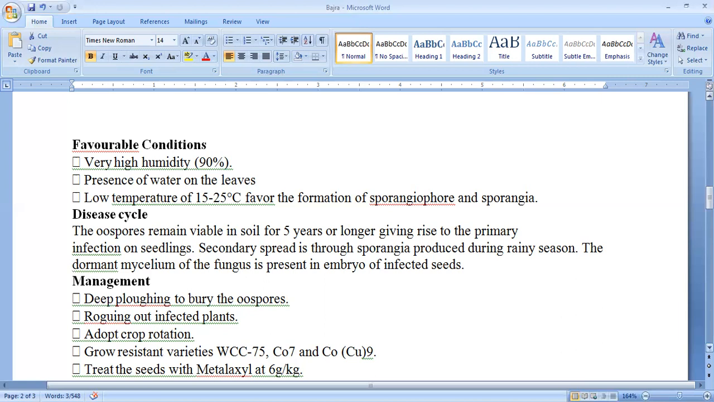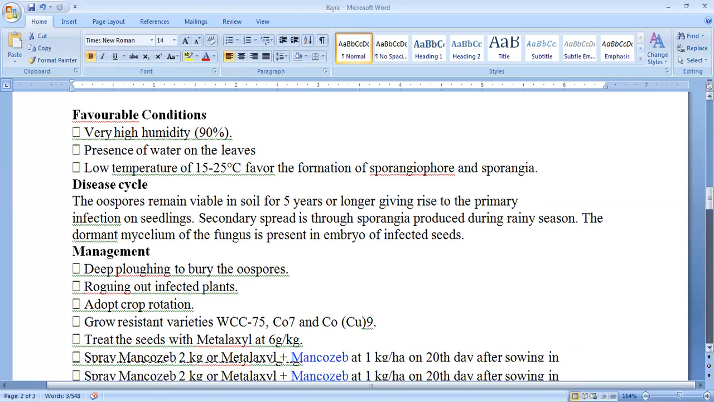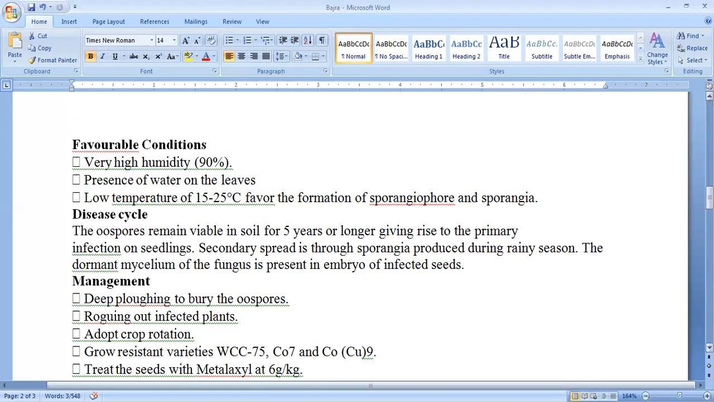Now, how are you going to manage this disease? So, first is deep plowing. What is deep plowing? Deep plowing we are doing to bury the oospores which have fallen from the infected leaf on the soil. So while plowing, these oospores get buried deep inside and there they are unable to infect the plant. Second, we are going to take roguing out the infected plants.